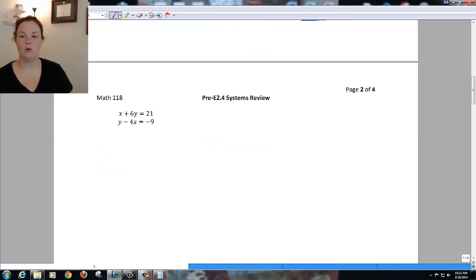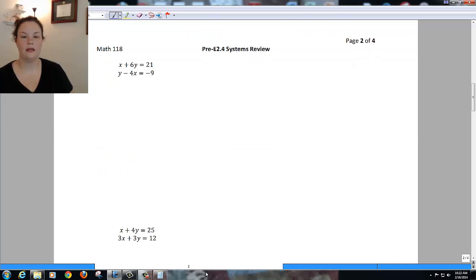Let's look at a couple more. Now this one, notice nothing is solved. One's not solved for x, one's not solved for y, so I'm not going to use substitution. Now it would be easy to solve one of these for x or y, but I'm going to go ahead and use elimination just so you see how it's done.